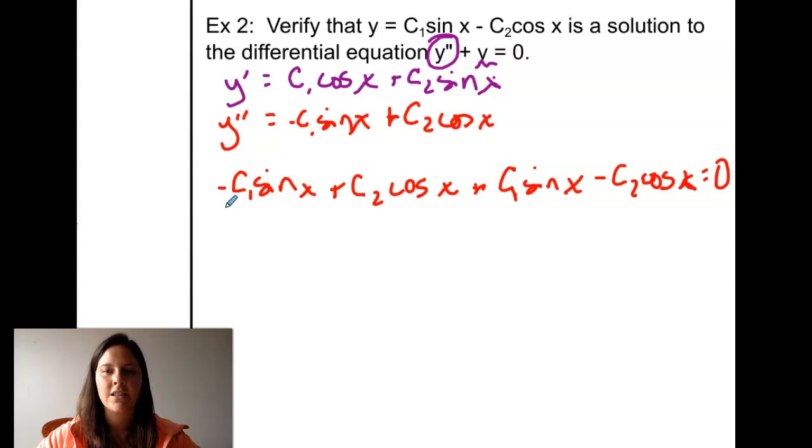I apologize for that. Hopefully you can see as we combine our like terms that negative c1 sine of x will cancel with our positive c1 sine of x, and our positive c2 cosine of x will cancel with our negative c2 cosine of x, leaving us with 0 equals 0.